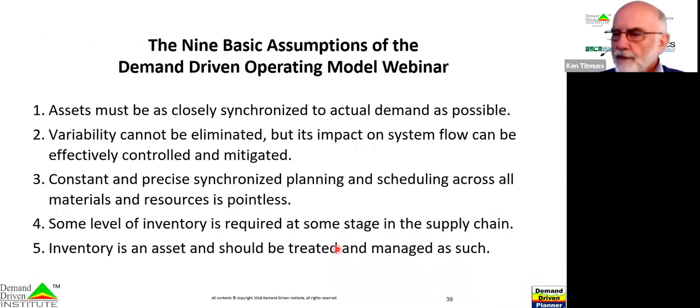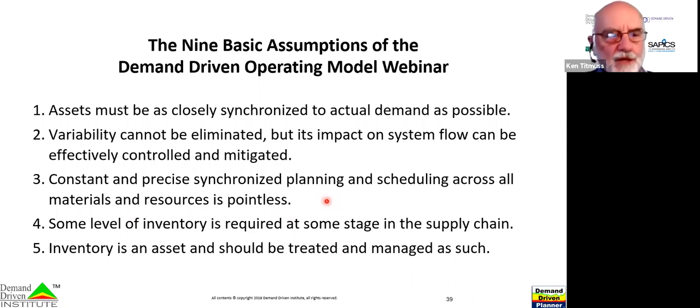So as a review here, let's have a look at those 9 assumptions of a demand-driven model again. Assets must be closely synchronized to actual demand as possible. Kind of makes sense. Variability cannot be eliminated, but its impact on system flow can be effectively controlled and mitigated. Constant and precise synchronization, planning, and scheduling across all materials and resources is really quite pointless because something is going to be going wrong all the time.